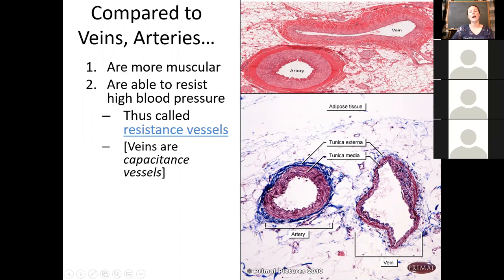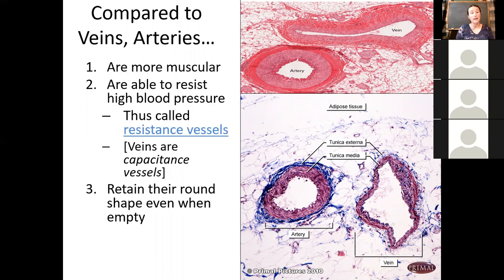Arteries are able to resist a higher blood pressure than the veins are. And so this is very much tied back to the fact that they have a thicker tunica media. They also have a lot stronger connective tissue around the outsides. And so veins are called capacitance vessels because they have the capacity to hold a lot of extra blood at very low pressure. The arteries, on the other hand, are sometimes called resistance vessels because they can resist a huge change in blood pressure. And again, something we'll talk about quite a lot.